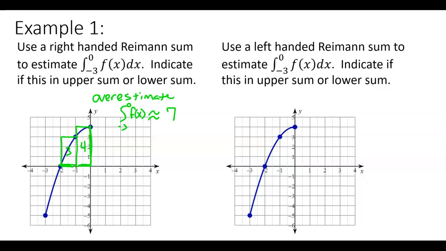All right? Let's do another one here. Let's go ahead and do a left-handed sum. Same problem, we're just doing a left-handed sum now. So this time we're going to start with the left-handed dot. We're going to draw a horizontal line, draw a horizontal line, draw a horizontal line, and we leave out the last dot.